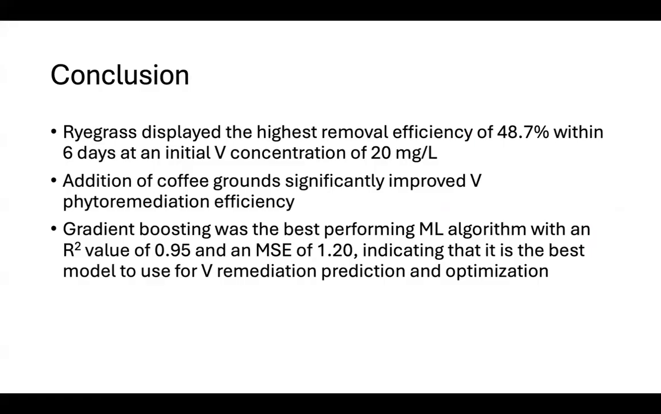So, to conclude, ryegrass was the species that displayed the highest removal efficiency of 48.7% within 6 days of growth and at an initial vanadium concentration of 20 milligrams per liter. The addition of coffee grounds significantly improved vanadium phytoremediation efficiency. And the gradient boosting algorithm was the best performing machine learning algorithm with an R-squared value of 0.95 and an MSE value of 1.20 for the test set, indicating that it is the best model to use for vanadium remediation prediction and optimization.